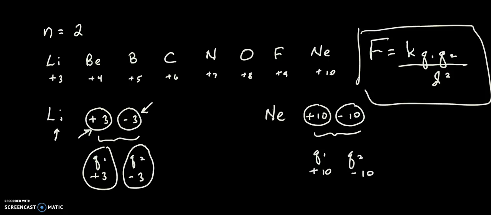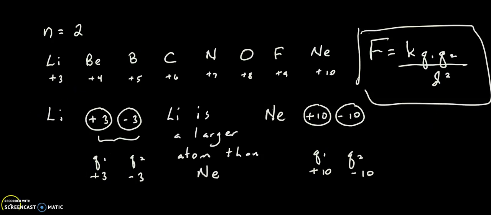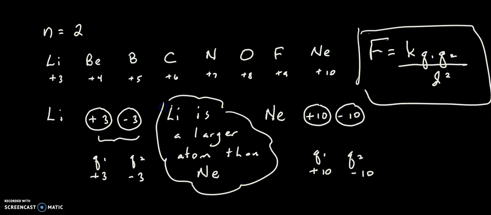Moving to the opposite end of the second row on the periodic table, we have a neon atom. Neon now has a nucleus with a +10 charge and 10 total negative electrons. This gives us a Q1 and Q2 of +10 and -10, which according to Coulomb's law would create a much greater force of attraction than what we see in a lithium atom. This is why lithium is a larger atom than neon, because of the lesser attractive force between the nucleus and outermost electrons.